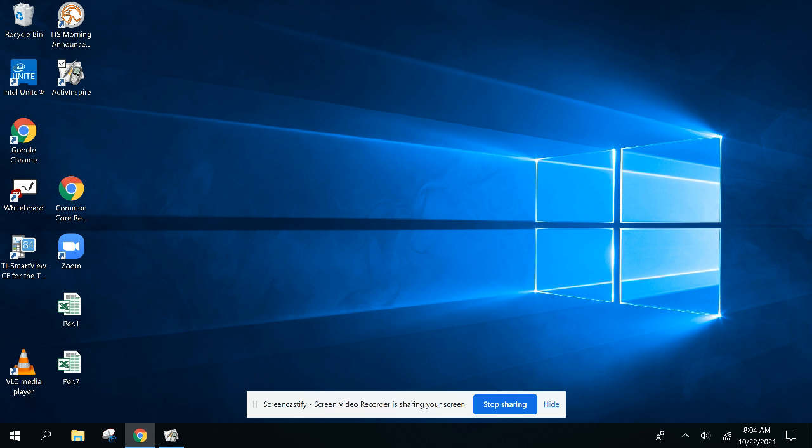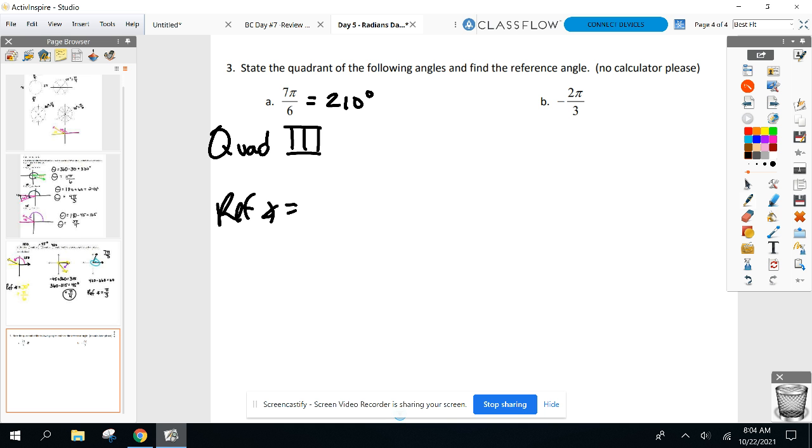I'm not going to waste time. I'll do this one. Reference angle, it was 7 pi over 6. So it's pi over 6, 30 degrees. And again, is it wrong if you want to take 210 and you know the rule to find the reference angle is subtract 180? You get 30, which is pi over 6. That's fine.